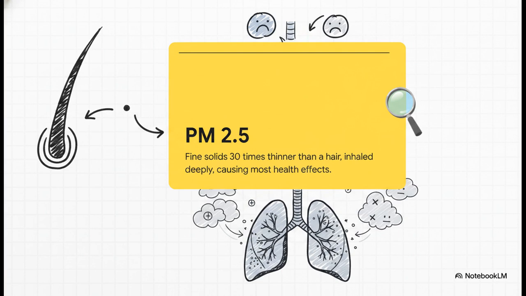Now, when we talk about particulate matter, specifically PM 2.5, the scale of it is almost impossible to wrap your head around. But try this analogy. Pluck a single hair from your head and look at it. Just one strand. A PM 2.5 particle is 30 times thinner than that hair. 30 times. Because these fine solids and liquids, things like sulfates, carbon, and dusts, are so microscopic, our body's natural filters in our nose and throat just can't catch them.